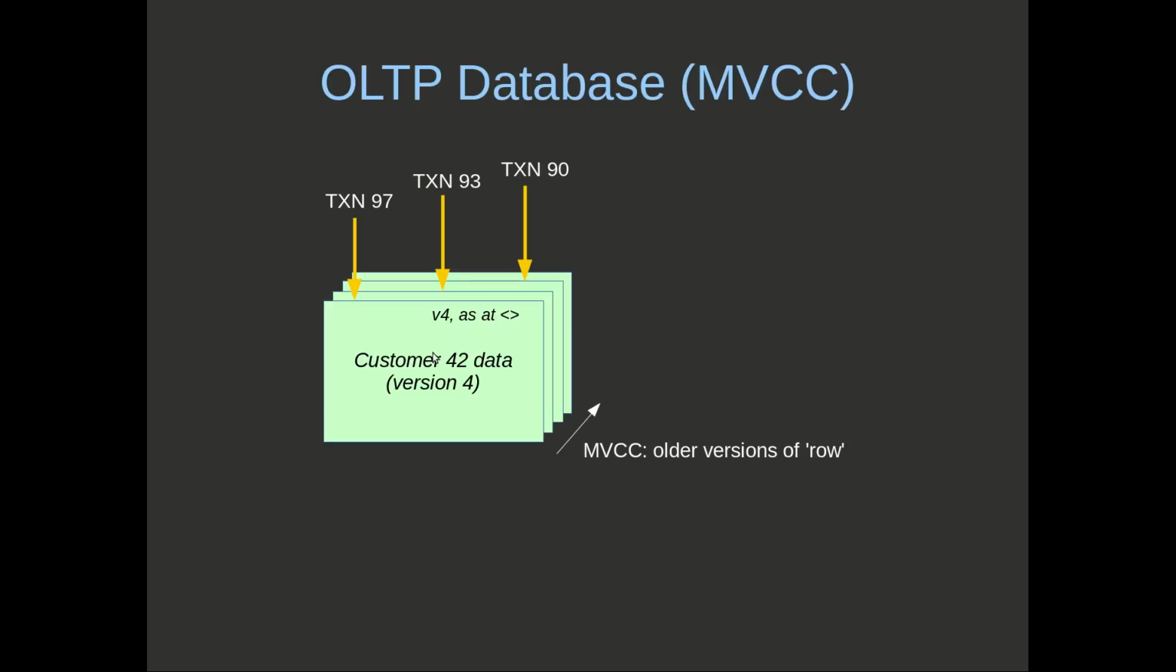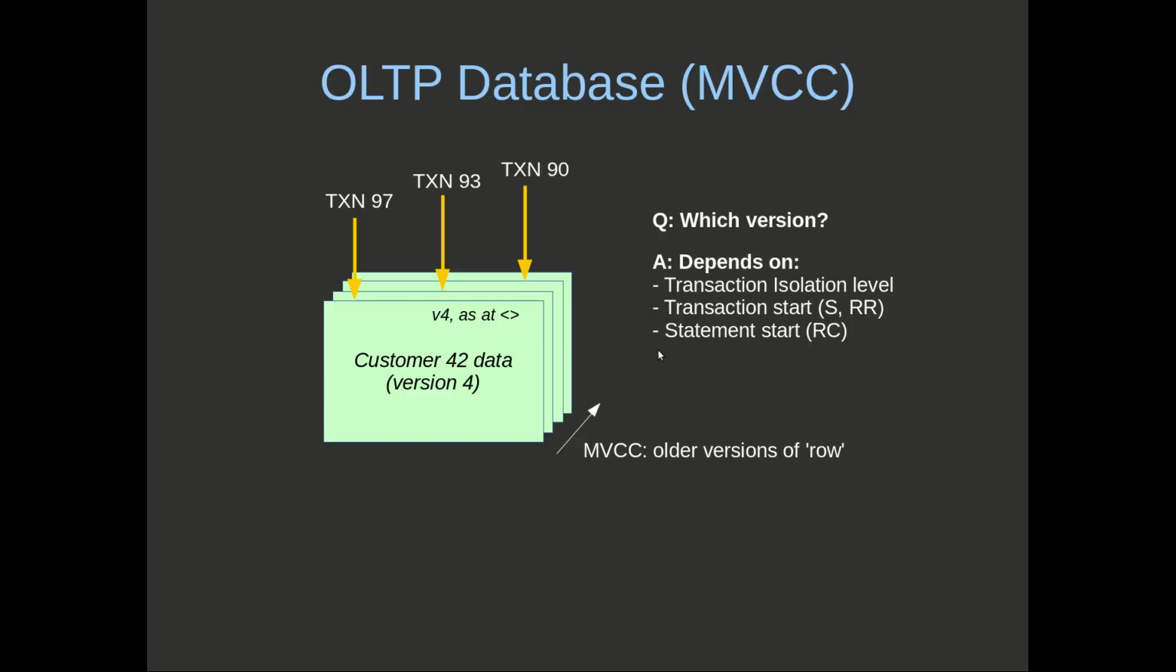So here we've got customer 42, and they've got some blocks of their data, and we've got 4 versions. So we've got 3 previous versions of customer 42's data. So they've changed their name or their comments or something, and we've got different versions of them. And what we've got here is 3 transactions reading different versions of customer 42. So firstly, what version of the data should these transactions read? Transaction 90 is reading version 2 of the data. This transaction's reading version 4 of the data.